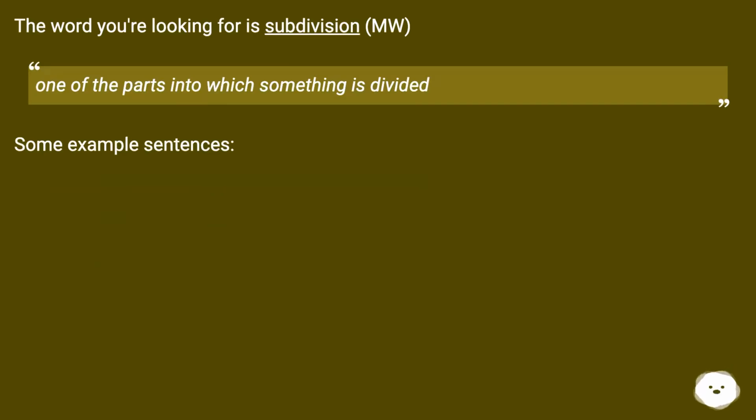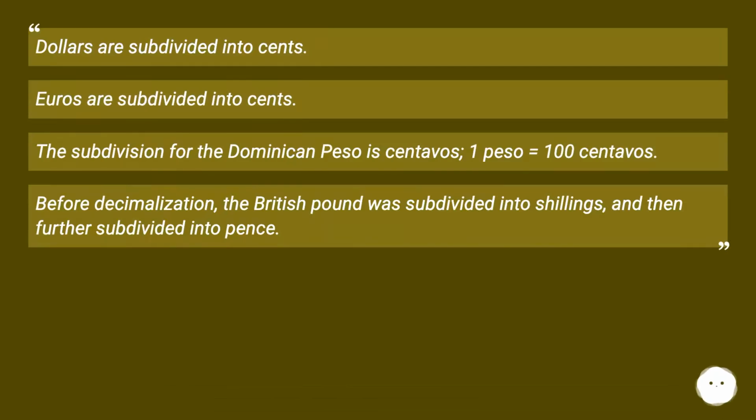The word you're looking for is subdivision, per Merriam-Webster: one of the parts into which something is divided. Some example sentences. Dollars are subdivided into cents. Euros are subdivided into cents. The subdivision for the Dominican peso is centavos. 1 peso equals 100 centavos. Before decimalization, the British pound was subdivided into shillings, and then further subdivided into pence.